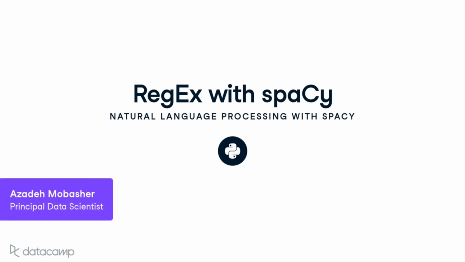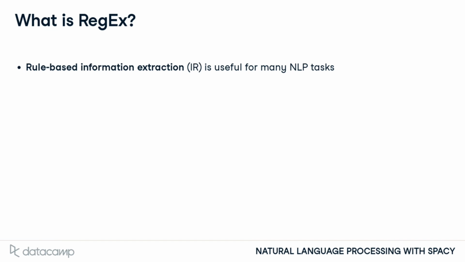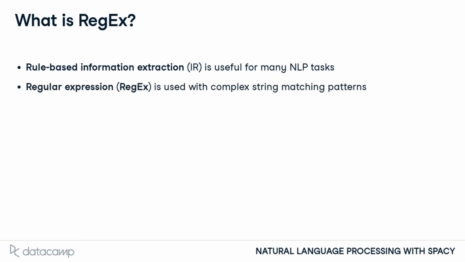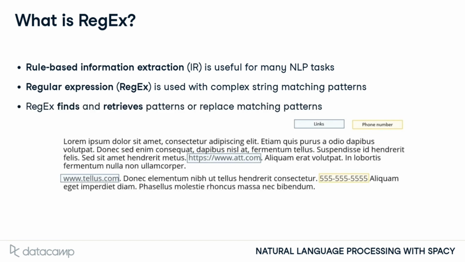Welcome. Let's learn about rule-based information extraction. Rule-based information extraction is useful for many NLP tasks. Certain types of entities, such as dates or phone numbers, have distinct formats that can be recognized by a set of rules without needing to train any model. Regular expressions, or regex, are used for rule-based information extraction with complex string matching patterns. Regex can be used to retrieve patterns or replace matching patterns in a string with some other patterns.